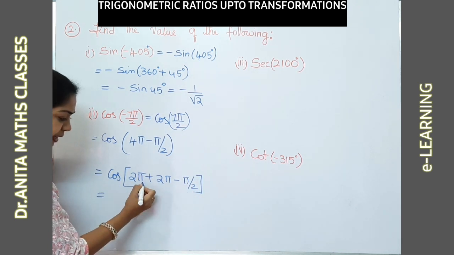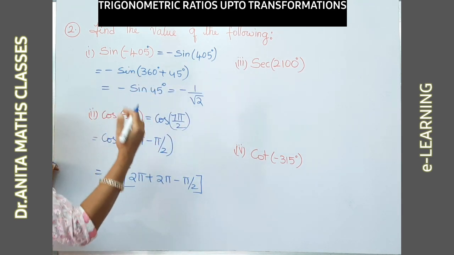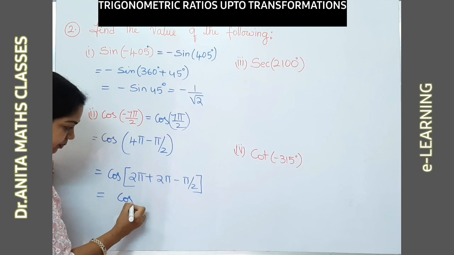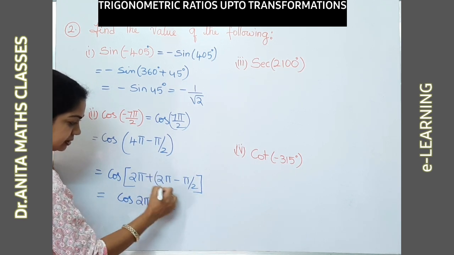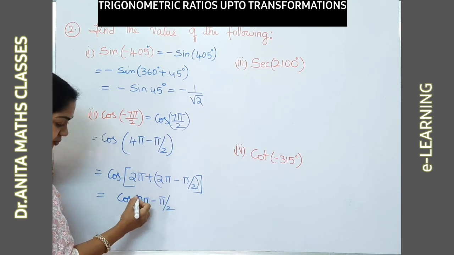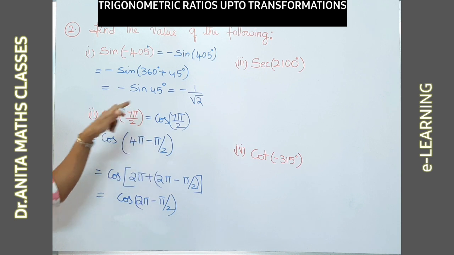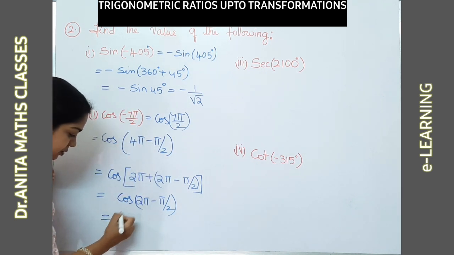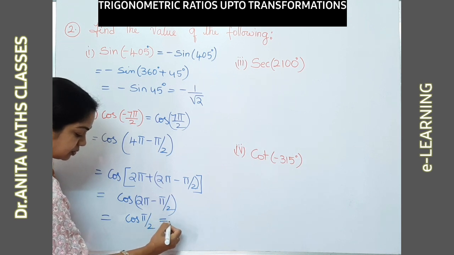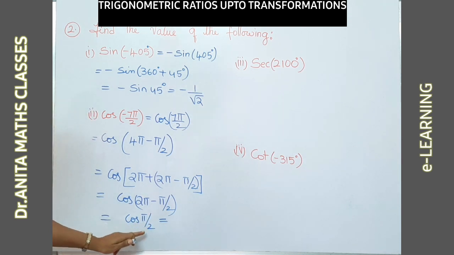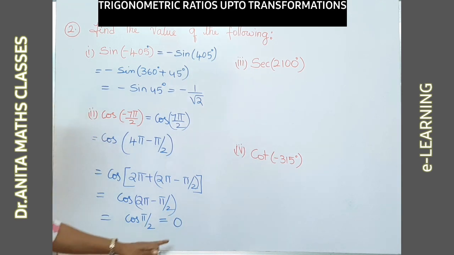So cos of 2 pi plus theta comes to the first quadrant, so positive. So 2 pi minus pi by 2, you can write this in the small bracket also. Now again cos of 2 pi minus pi by 2, that is in the fourth quadrant. Cos is positive. So cos of pi by 2. Cos of pi by 2 is cos 90 degrees, that is 0. Cos 90 is 0.